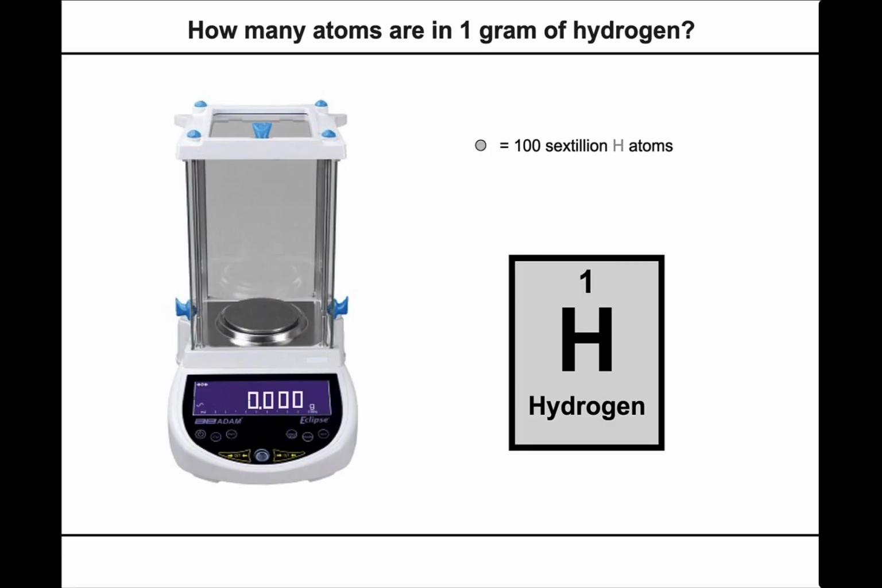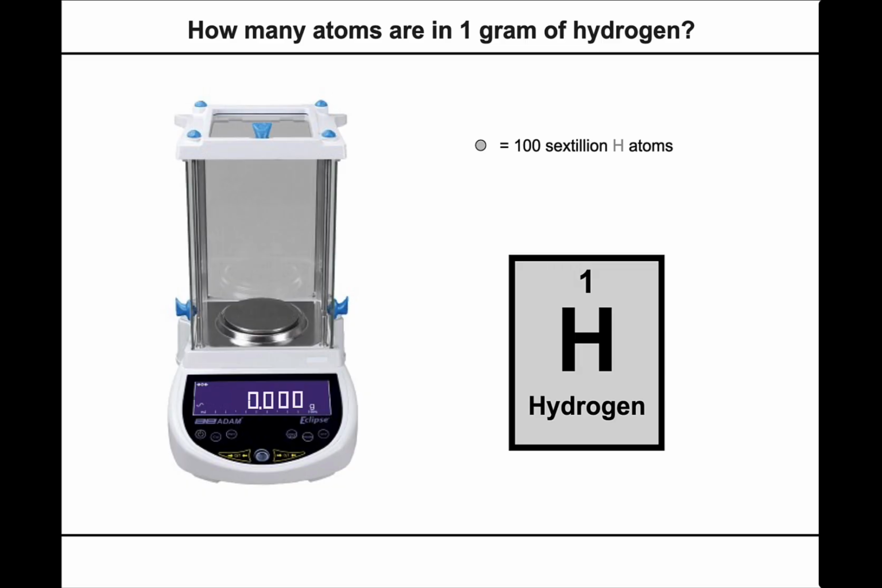If I were to, instead of weighing out 1 gram of Skittles, which is 1 Skittle, weigh out 1 gram of hydrogen, what would that look like? Well, it's going to be a lot of hydrogen atoms. The question is, how many hydrogen atoms is that? How many hydrogen atoms is a gram of hydrogen? This is a really, really important question. You may want to write this down just to focus yourself. Write down how many atoms are in 1 gram of hydrogen.